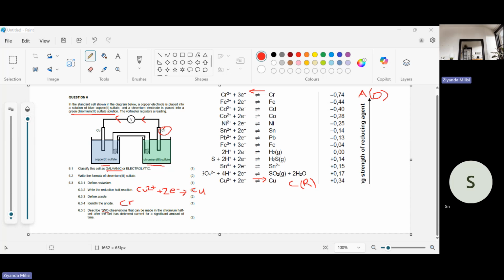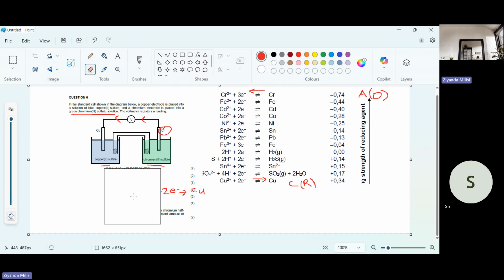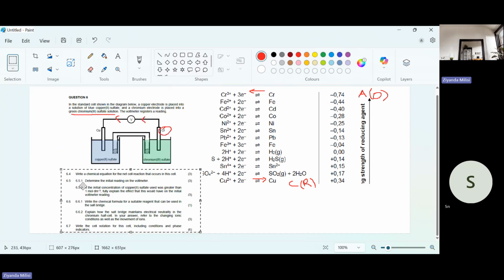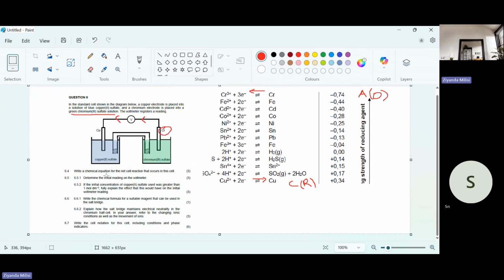Okay, now let's move on to other questions. I will remove these questions which we have already answered and put in the new ones. Let's look at these ones now. Write down the chemical equation for the net cell reaction that occurs in this cell. 3 marks. This one is a bonus. You need to balance electrons. There are 3 there, there are 2 here.